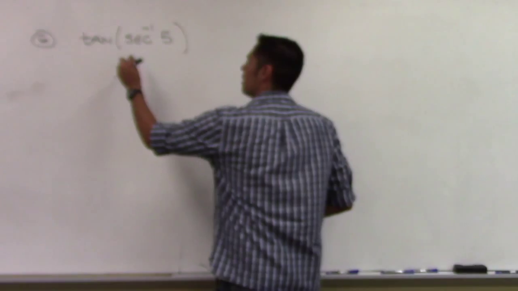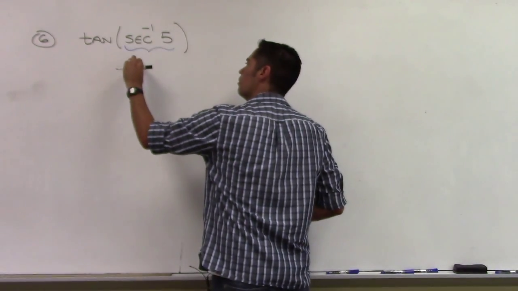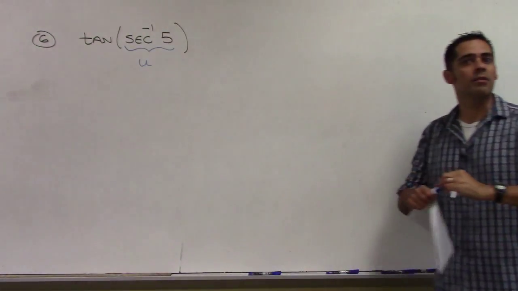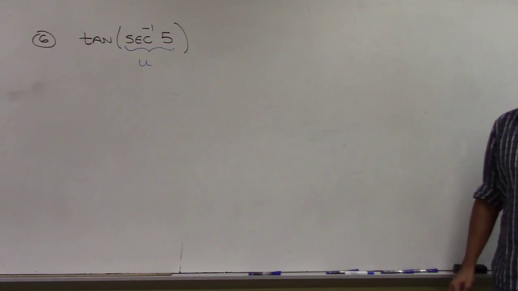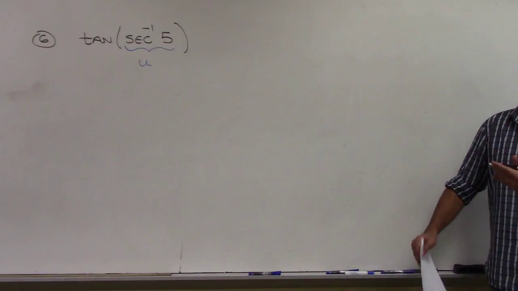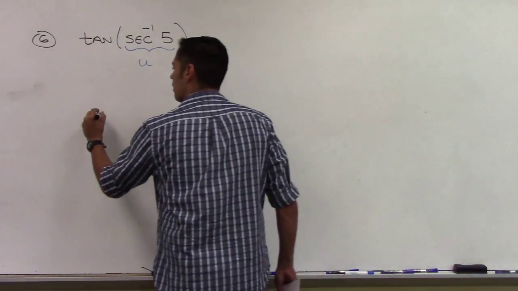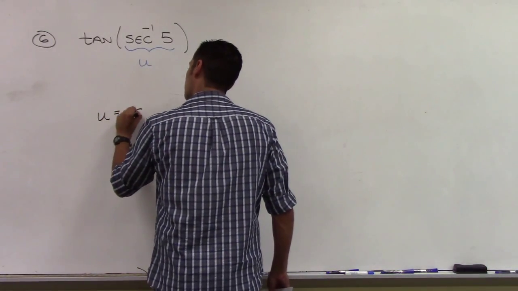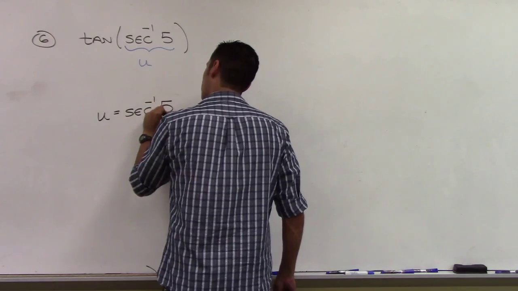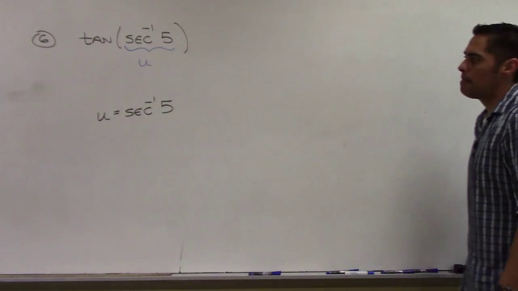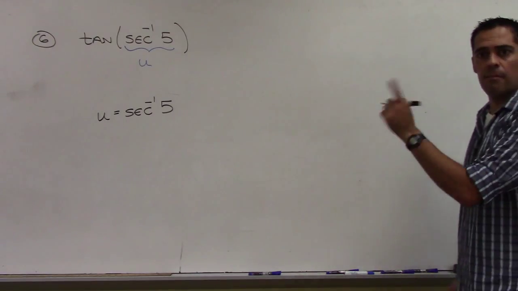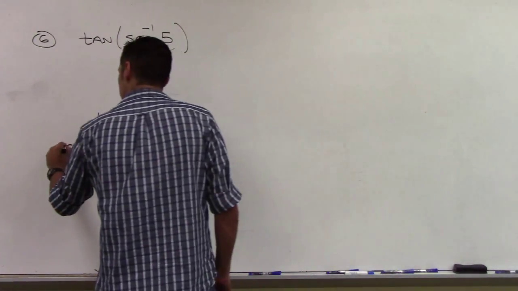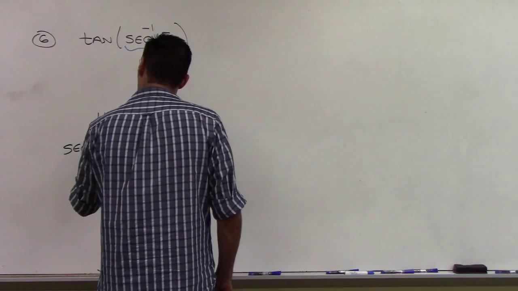So what I'll do is I'm going to call this piece right here U. This has to do with reference triangles, all right? That's the way you can attack something like this. I'm going to call that piece U. Is everyone okay with that if I call that U? All right, so I'm going to write that down. U is equal to secant inverse of 5. Now what I'll do is I'll take secant on both sides. Secant U is 5.